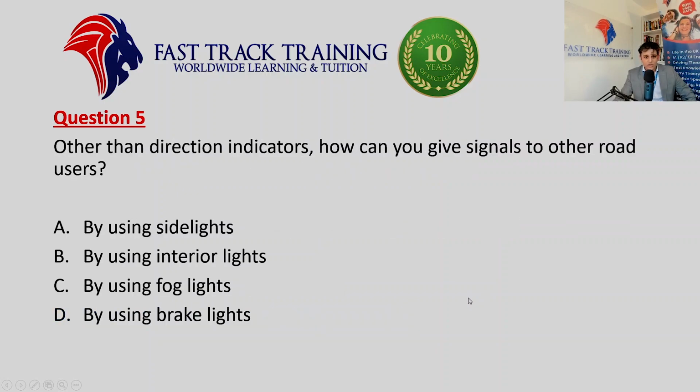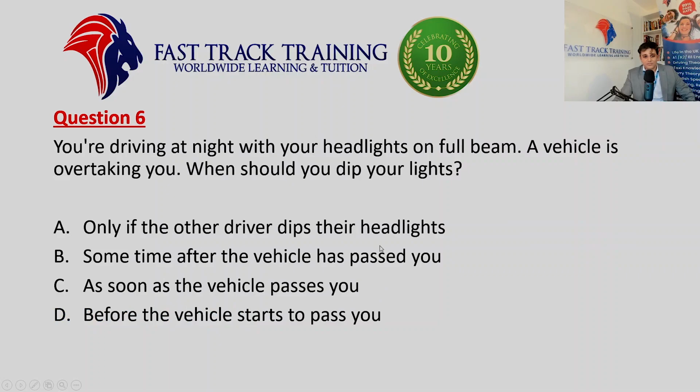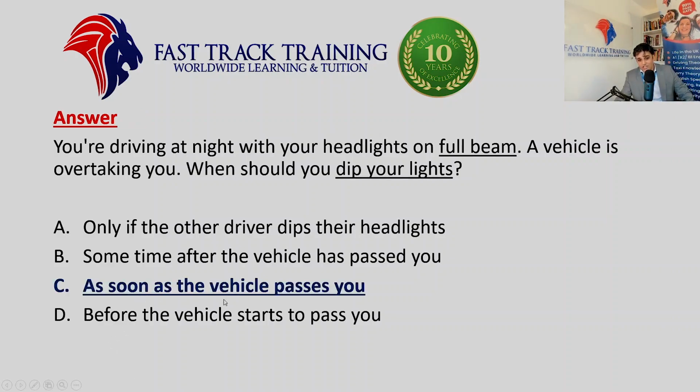Well done. Other than direction indicators, how can you give signals to other road users? By using side lights, by using interior lights, by using fog lights, by using brake lights. The correct answer is by using brake lights. You're driving at night with your headlights on full beam. A vehicle is overtaking you. When should you dip your lights? Only if the other driver dips their headlights, sometime after the vehicle has passed you, as soon as the vehicle passes you, before the vehicle starts to pass you. So again, it's as soon as the vehicle passes you.